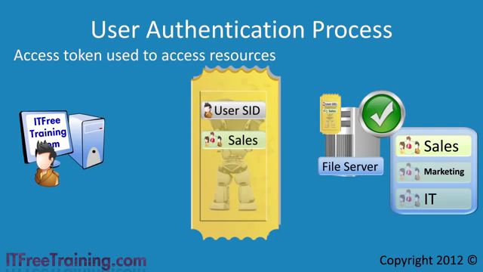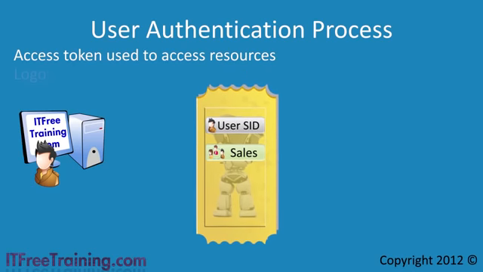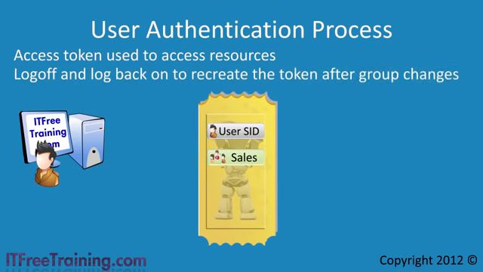The same applies if the user was added to, say, the marketing group after the token was created. The user would not have access to any of the marketing files because the security token does not contain the SID for the marketing group. To fix problems like these, the user simply needs to log off and log back on. When they log back on, a new token will be generated with the new security information.